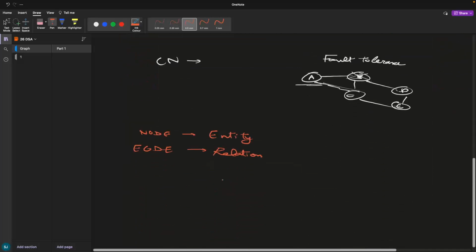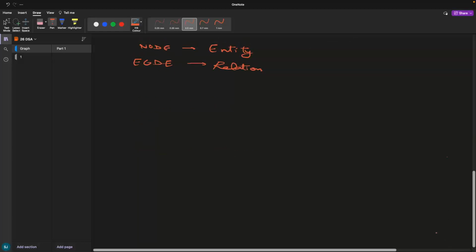Yeah, this is the very basic things of graphs as such. Now, if we have to go further, we'll also have to see multiple types of graphs. Obviously, what we saw above was actually a bidirectional graph. So there are multiple types of graphs over here.